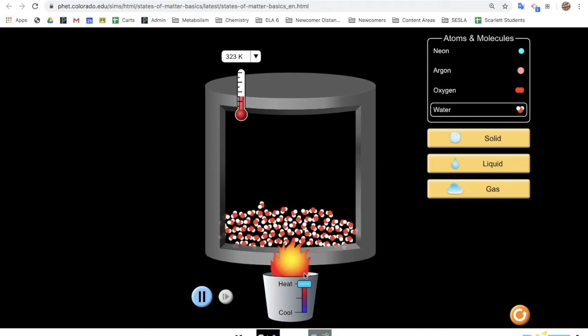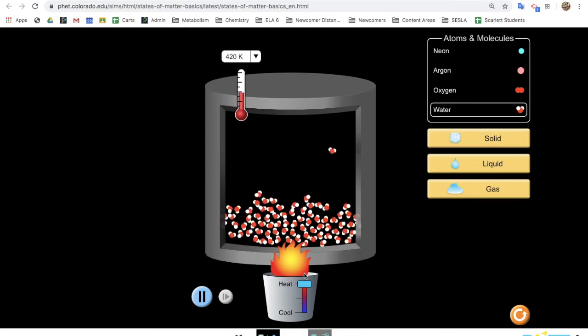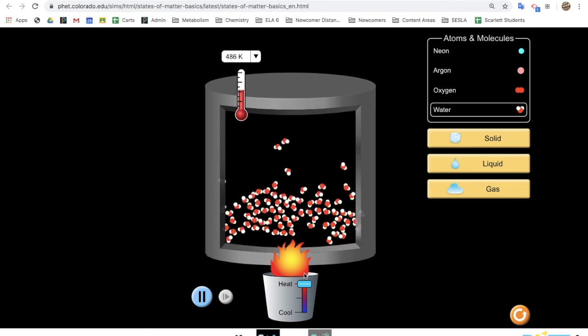What will happen to the particles if I heat up the liquid? If I heat up the liquid, the particles will start to move faster and get farther apart.